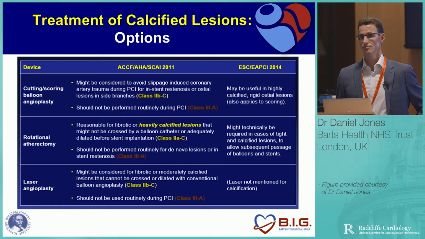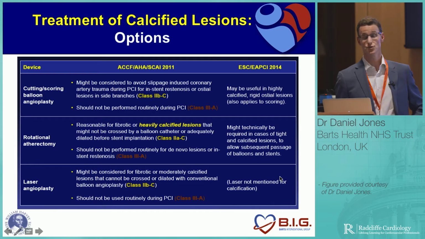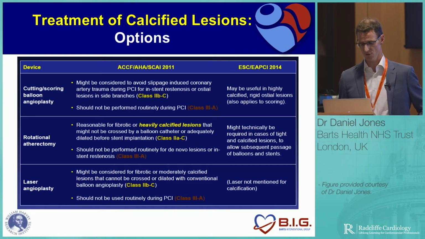Looking at guidelines, the last guideline that really comments was 2014. There's a reference to both cutting and scoring balloons, to say they can be used to modify lesions, and also the use of rotational atherectomy in the second column. More to emphasise the use in stent delivery, but I would emphasise its usage in plaque modification and stent expansion. Laser isn't listed, and again, it's more moderate calcification.